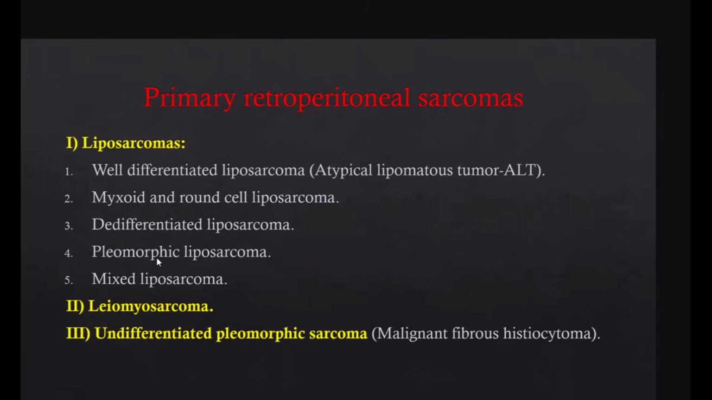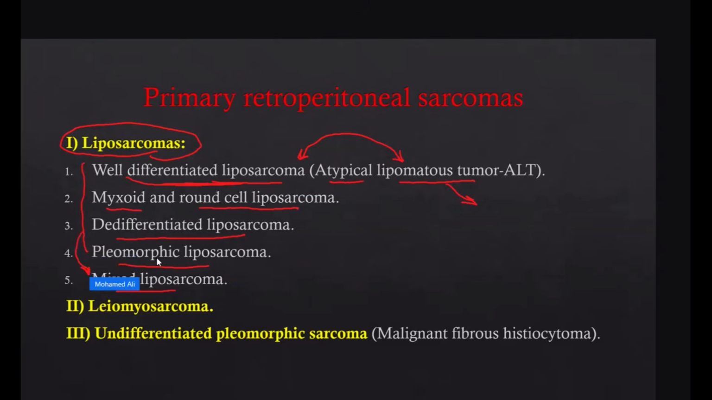Primary retroperitoneal sarcomas, the most common is liposarcoma. Well-differentiated liposarcoma is the less aggressive form. Atypical lipomatous tumor has the same histological pattern, but it's more common in the extremities, while well-differentiated liposarcoma is more common in the retroperitoneal spaces. We have also myxoid and round cell liposarcoma, dedifferentiated liposarcoma, pleomorphic liposarcoma, and mixed liposarcoma between both or all of these types.